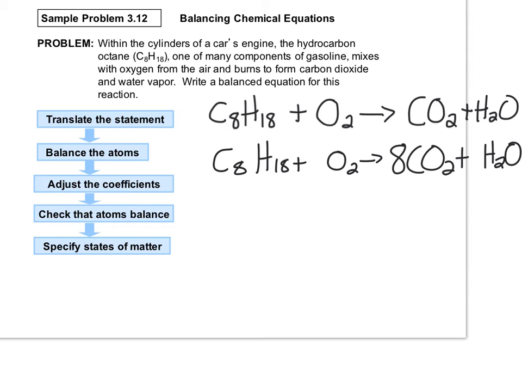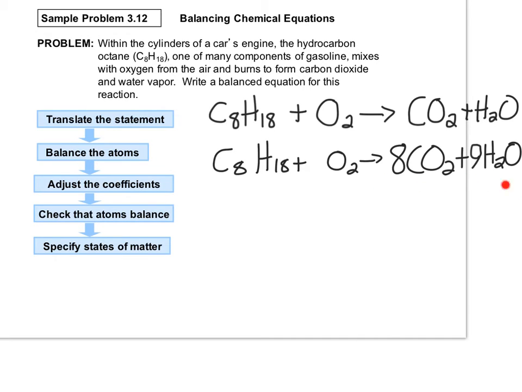Now I'm going to look at my hydrogens. I only have 2 on the right side of my arrow, and I have 18 on the left. So what times 2 gives me 18? That's 9, so I'm going to put a 9 in front of my H2O. Now I've saved my oxygens for last. I've got 2 oxygens on the left. On the right, I've got 8 times 2 oxygens, so that's 16 oxygens, plus 9 oxygens from the water, so plus 9 equals 25.